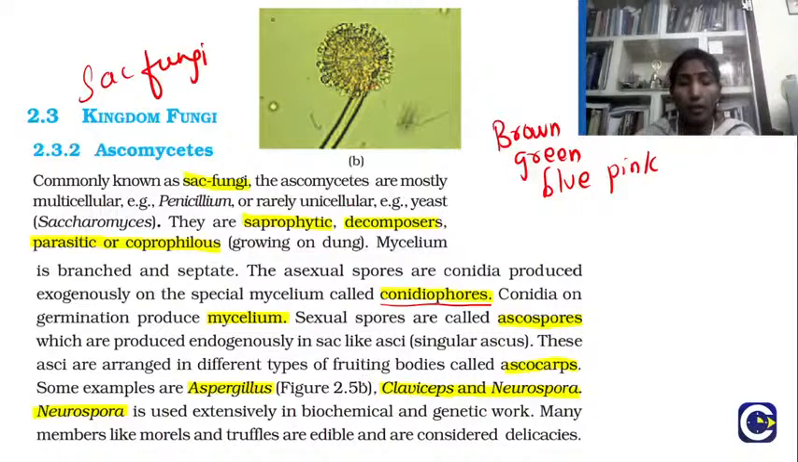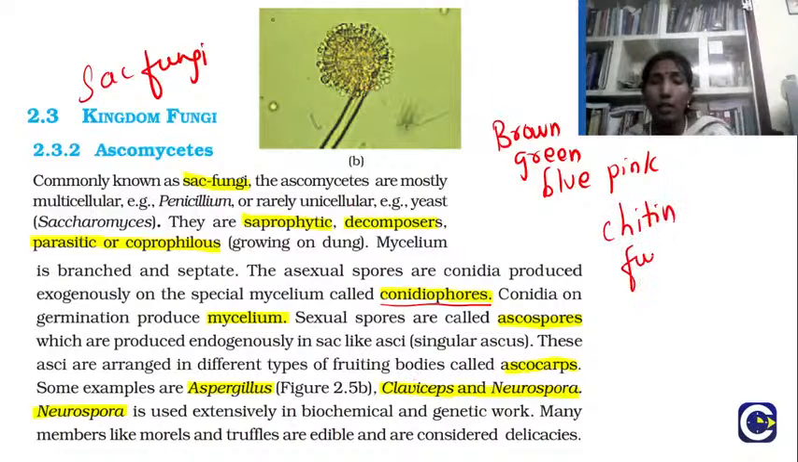The best examples are Aspergillus, then Claviceps, Neurospora. With Neurospora, a lot of genetic and biochemical work is done. Their cell wall is also made up of chitin and fungal cellulose. That is also important, they can ask that.